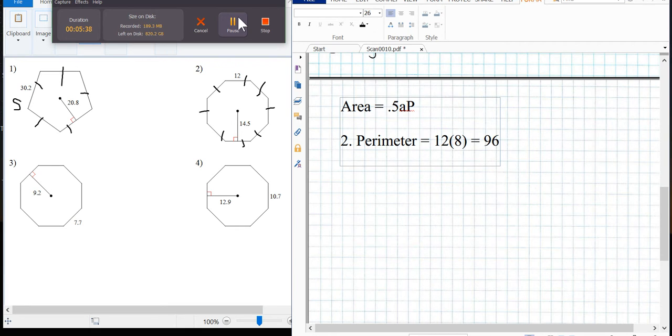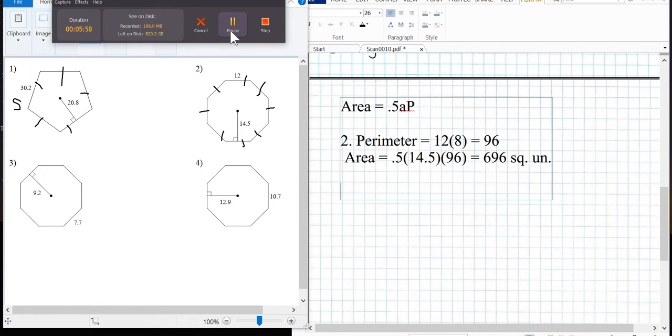Now we're ready to solve for the area. So area, again, will be equal to 0.5 times the apothem, which in this case is labeled 14.5, times the perimeter, 96. So punch that into the calculator. Alright, the product of those numbers comes out to 696 square units.